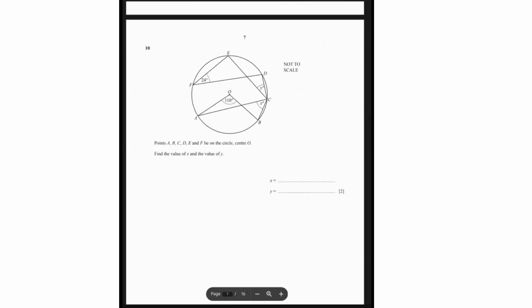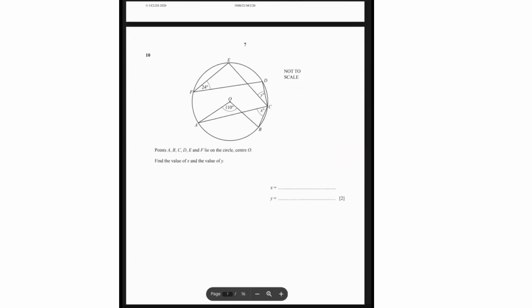3 marks again. Circle theorems. Find the value of x and y. Look at x. We have this arrowhead shape. So x is half of 110, 55. This one, you don't even need working because it's only 1 mark. So just write 55. Then find y. y is the same as 24. Why? Because they are angles in the same segment. Well done. Let's move on.